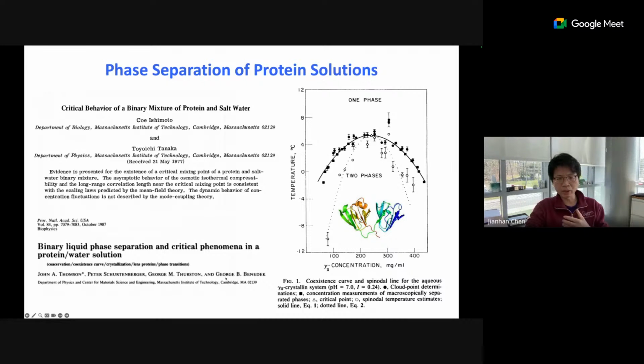Later on, George Benedek from MIT studied quite extensively how alpha crystallin, a protein in our lens, can phase separate, and he showed that this really follows the classical liquid phase transition. So far, phase separation of protein solutions has been limited mostly to polymer physicists or physicists.